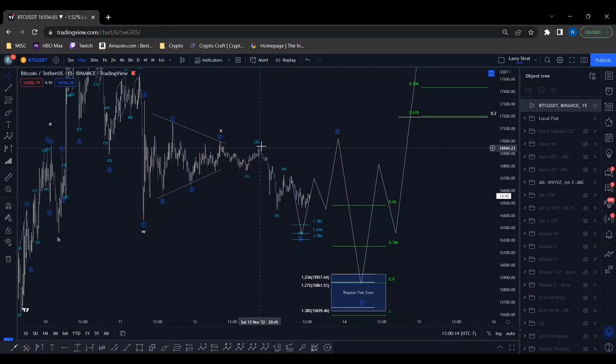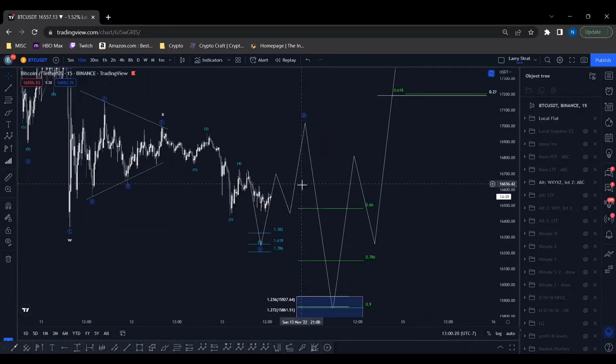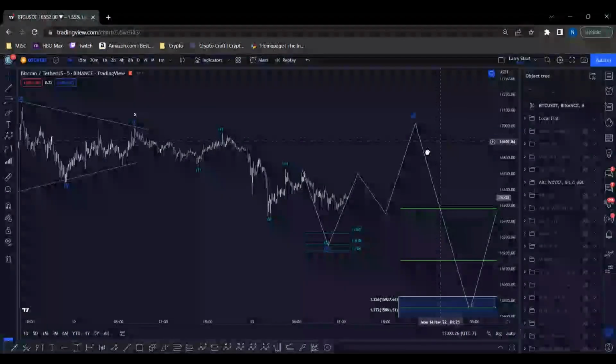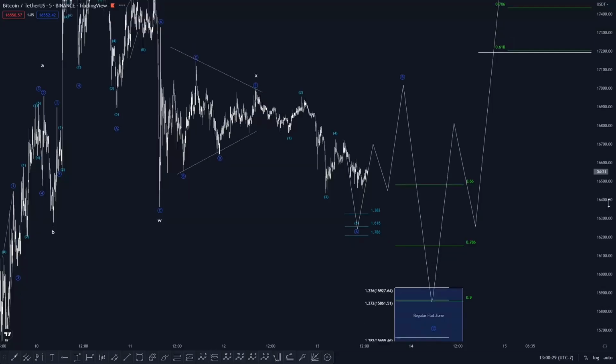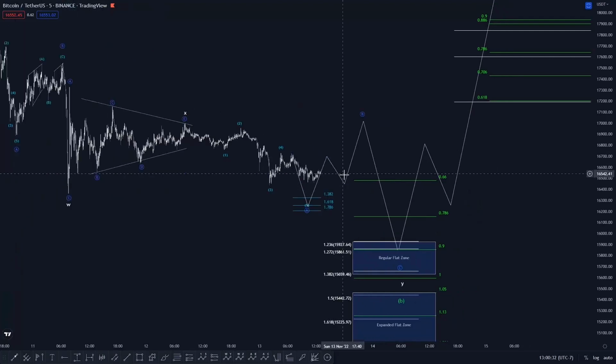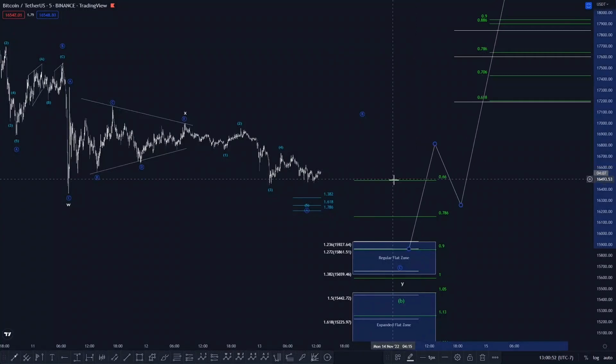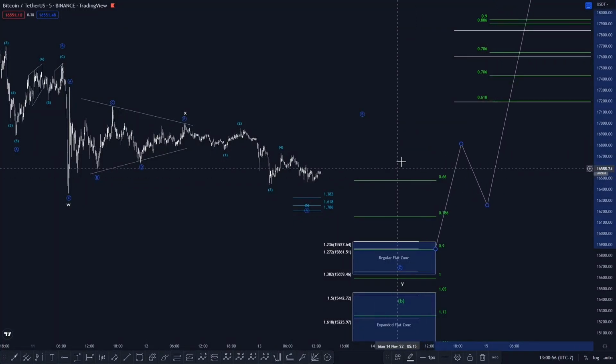Two, three, four. Hmm, maybe a one, two. Might have to see it go to the end of this time constraint.